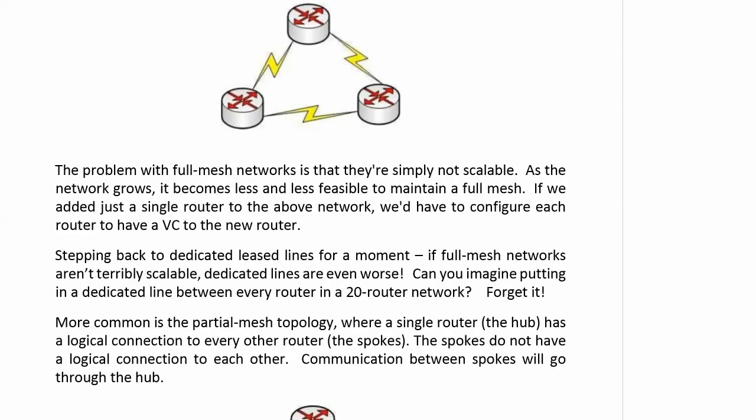With dedicated leased lines, full mesh networks aren't terribly scalable. A dedicated line is even worse. You're not going to put a dedicated line between every router in a 20 router network. It's not going to happen.